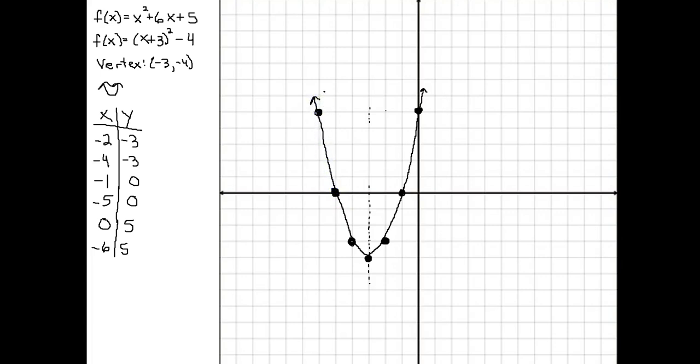Smoother you'll be able to make it. But there it is. There's the parabola that has the function f of x equals x squared plus 6x plus 5, or you could also say it has the function f of x equals (x plus 3) squared minus 4. So either way.